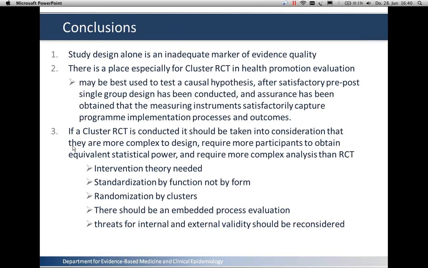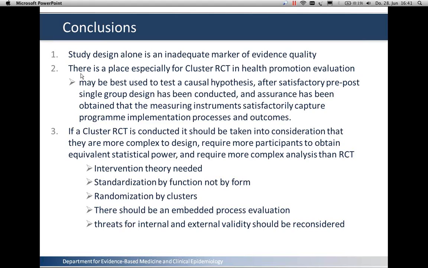And here I come to my conclusions. The first conclusion is that the study design alone is an inadequate marker of evidence quality. I think I made it clear that there are other important aspects, for example, that we need a process evaluation and that we need a valid intervention theory. I'm sure there is a place for cluster RCTs in health promotion evaluation, and maybe it is best used to test the causal hypothesis after a pre-post single group design has been conducted.